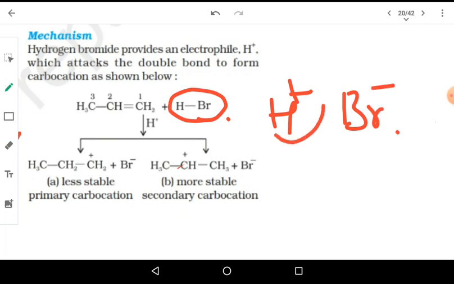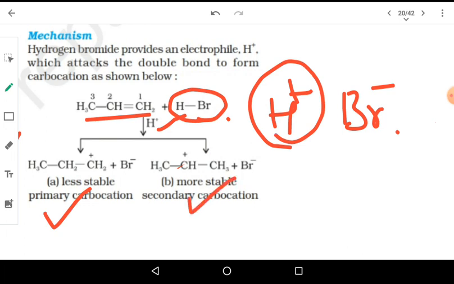Now, first let us take the carbocation. First we have to prepare a carbocation and then only we can substitute the negative part, right? So first let us create the carbocation. For that, let us treat the alkene with H+. And when I am treating the alkene with H+, two possibilities can be there. Either we can substitute it on the right side and get a primary carbocation, or we can substitute it on the left side and get a secondary carbocation.